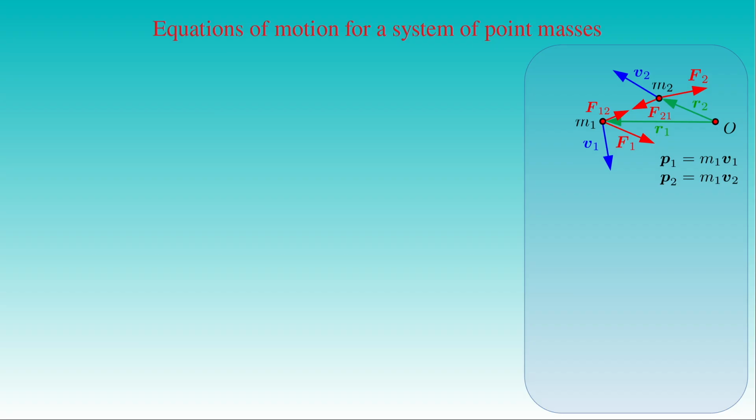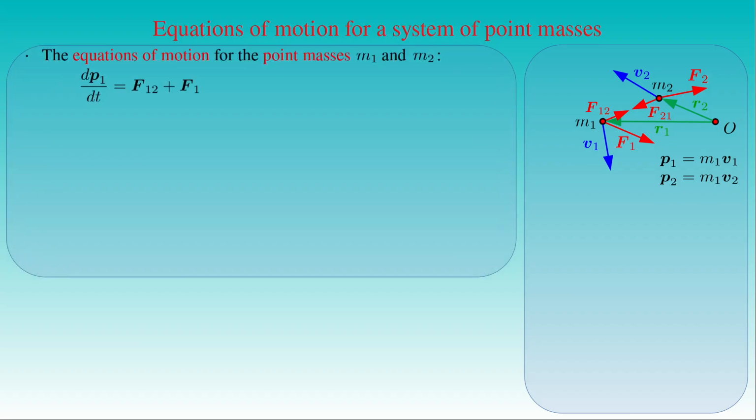Then the first equation of motion of the system states that the derivative of the momentum of the point mass m1 with respect to the time t is equal to the internal force F sub 1 2 plus the external force F1, both acting on the point mass m1.